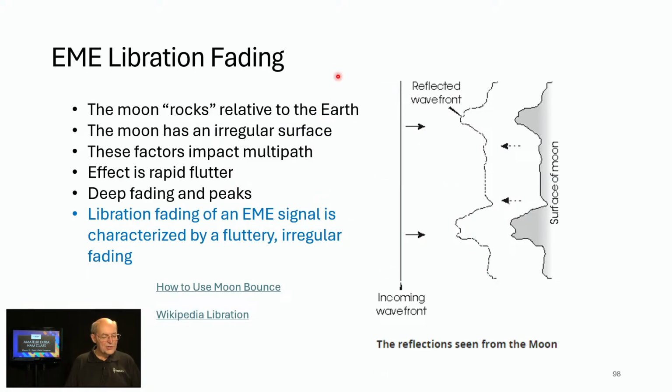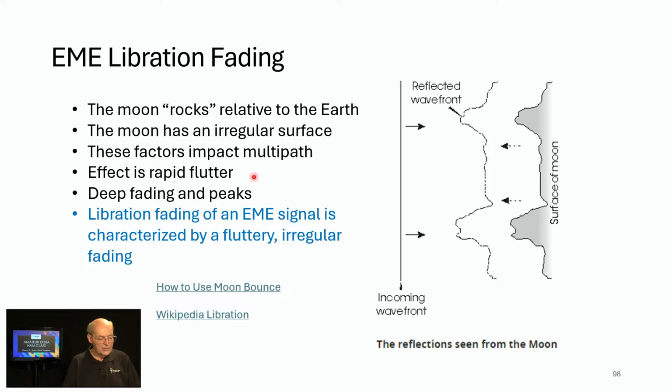Something called libration fading. It's kind of a rocking motion, and we've got the surface of the moon being very rough. So when we have an incoming wave front, it's going to bounce something back toward us that's much broader than just a single point hitting and probably not making it back. So the moon rocks relative to the Earth. It has an irregular surface, and these impact multipath, so we're getting more signal back. The effect is a rapid flutter.